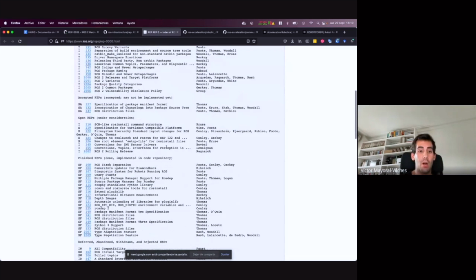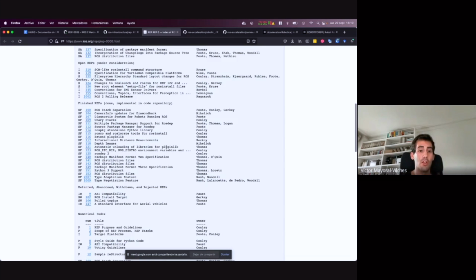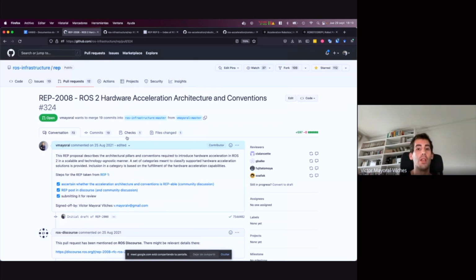Some of them cover how coordinates should be defined for specific robotic systems. Some others define the security policies that are recommended within the community. Some others describe new capabilities such as type adaptation or type negotiation, and so on and so forth. Others describe how ROS gets released for new releases, and what the official targeted platforms are. So we've been working on a new standard, REP 2008, which tries to provide a series of conventions and a reference architecture for developing hardware acceleration.